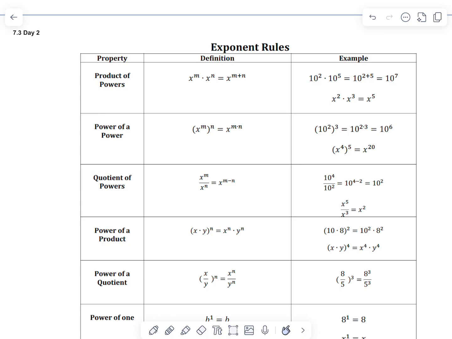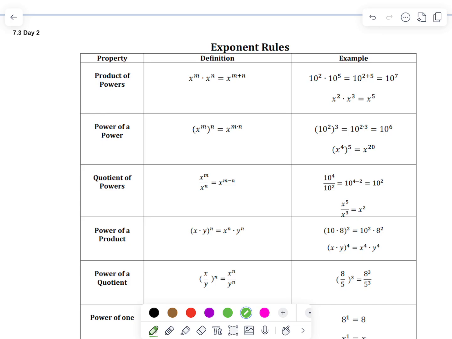If your bases are the same and you're multiplying the two exponential terms together, then what you do is you add the powers. So an example here of 10 squared times 10 to the 5th, you add those powers, 2 plus 5 gives you 10 to the 7th. You can also do that with variables, x squared times x cubed. You add those exponents, giving you x to the 5th.